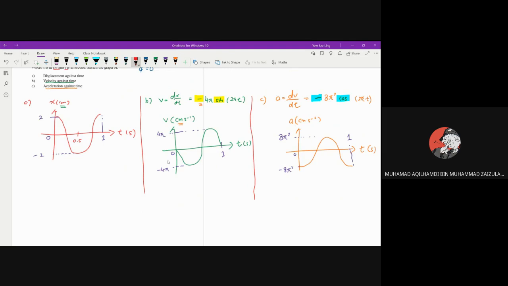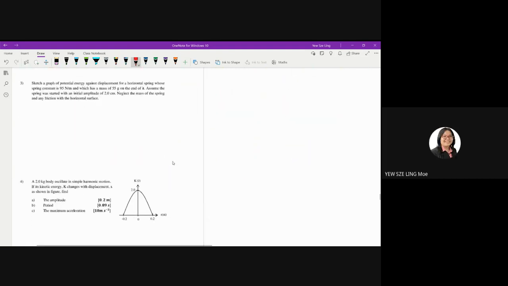Okay. So let's look at question number 3. We are done with XT, VT, and AT graph. Now we are going to look at an energy graph, okay? Energy against displacement graph. Question 3 is asking for a potential energy against displacement graph. Sketch a graph of potential energy against displacement for a horizontal spring whose spring constant is 95 Newton per meter, which has a mass of 55 gram on the end of it. Assume the spring was started with an initial amplitude of 2 cm. Neglect the mass of the spring and any frictions on the horizontal surface.